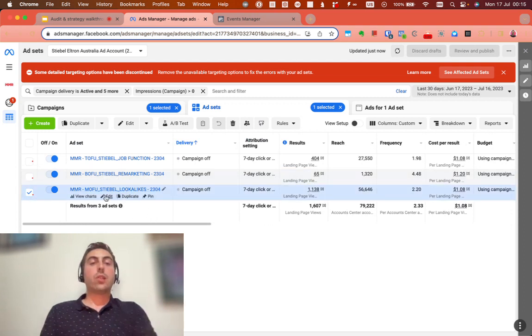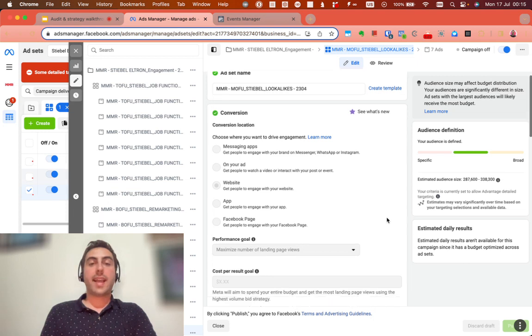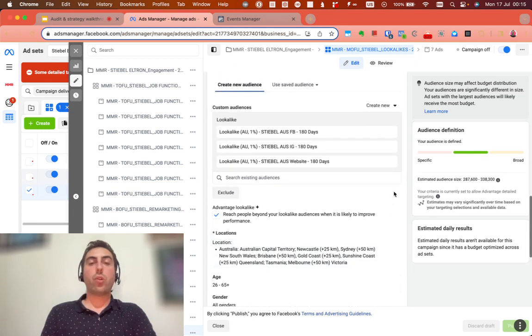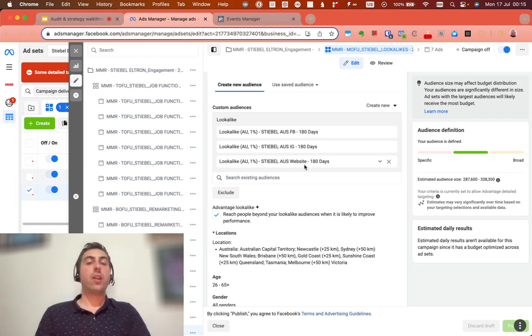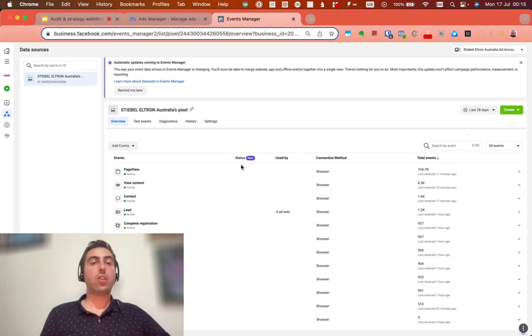Now let's take a look inside the lookalikes ad set here, and we want to see what sort of lookalike audiences they're targeting. So we've got here 1% lookalike, which is fine, and they're targeting Facebook engagers, Instagram engagers, and website visitors. Now that is fine, but let's take a look at the pixel as well. Let's take a look at what events they're actually tracking on the pixel.